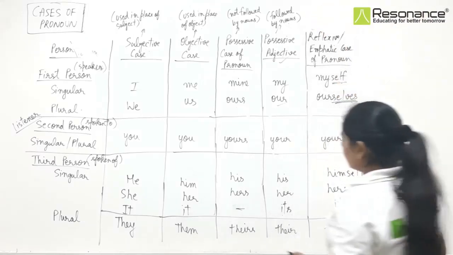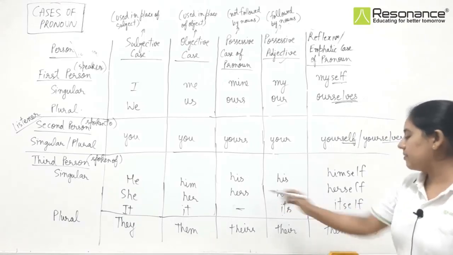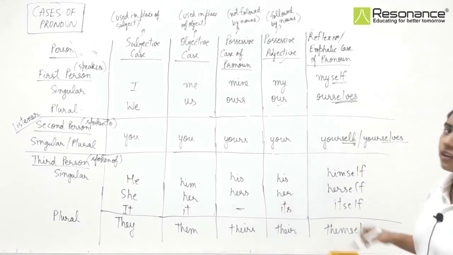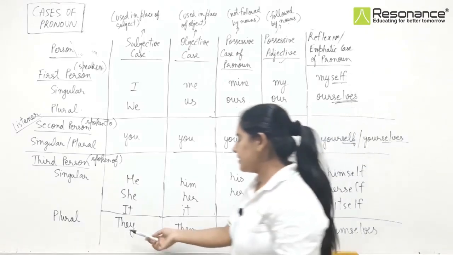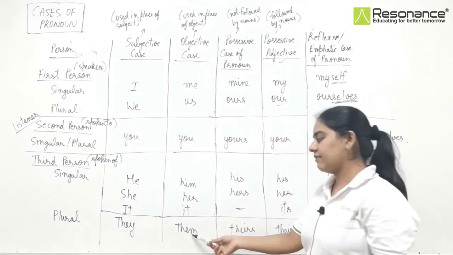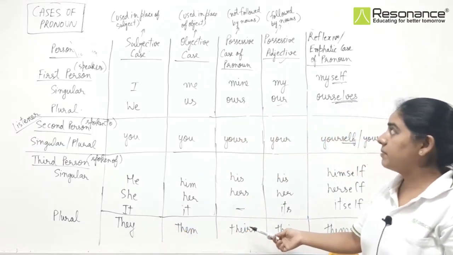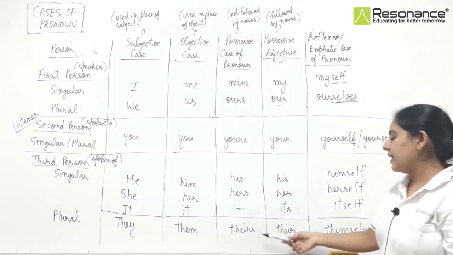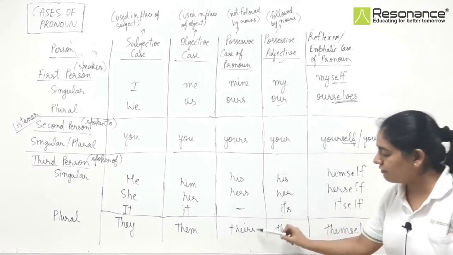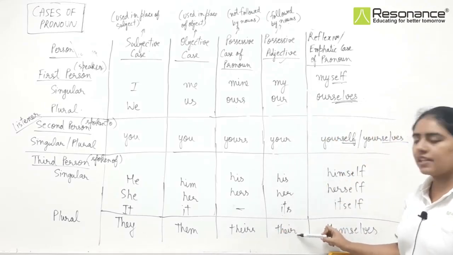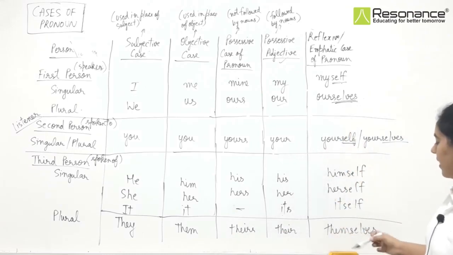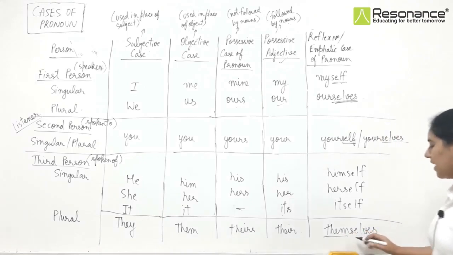So the next thing is, in it, if I add self, we will get the emphatic and reflexive case. And the last is they. The objective case of they is them, its possessive pronoun is theirs, and if we talk about the possessive adjective, if we remove s from theirs, it becomes their, which is a possessive adjective. And then we add selves, since them is a plural word, so we will add selves over here.